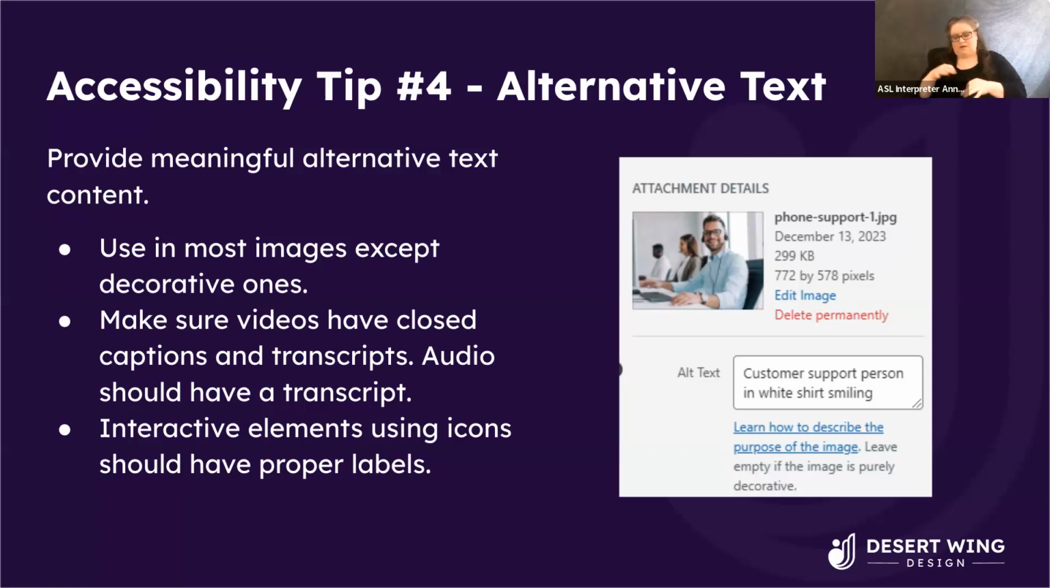WordPress also makes this easy for us, as shown on the image on the right. When you insert an image into a page, there's a text box where you can type the alt text of the image. And this is where you can briefly describe what the image is to someone who might not be able to see it. And decorative images don't need alt text. Just leave it empty if the image is purely decorative or doesn't add any sort of meaning on the page.